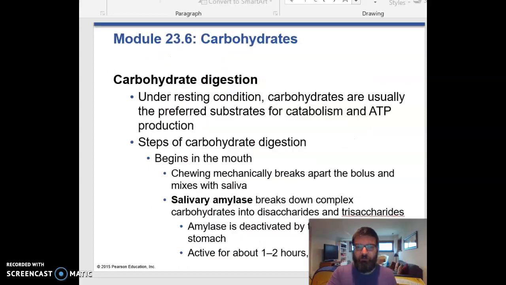So let's start with carbohydrates. Carbohydrates, right, let's say you eat a hot dog bun, or a candy bar full of sugar. You're going to crunch it up mechanically in your mouth, and salivary amylase is going to begin to break down those giant polysaccharides like starch into smaller and smaller polysaccharides.